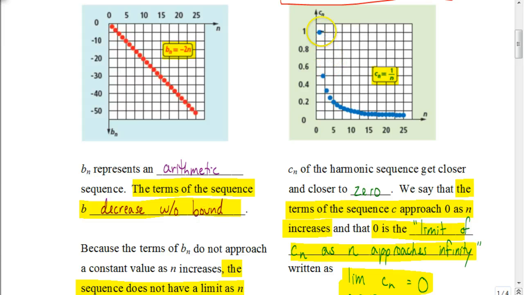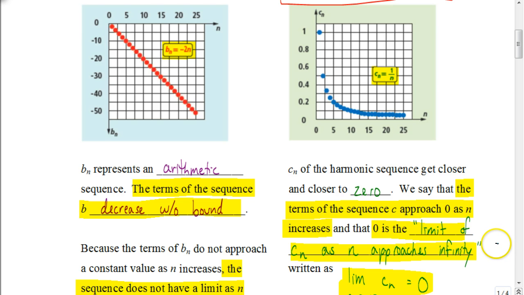The other graph, on the other hand, for our harmonic sequence: as my terms are increasing, the values of those terms continue to get closer and closer to the value of 0. Now think about why that is. We have the equation 1 divided by n. If you notice, we have a horizontal asymptote of 0 because we can't divide by 0, so we're never going to have a value equaling 0 in our equation. There's never going to be an answer that we can get equal to 0.